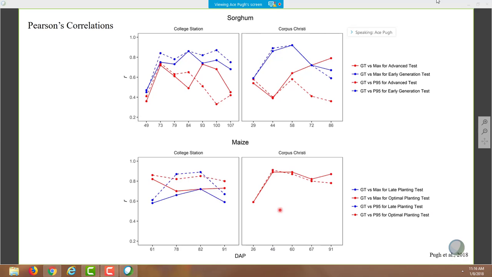Another focus of this paper was to conduct correlations within each of the tests. Now, this is an overview of it, and you can see that the correlations in general range from moderate to high, depending on the material and depending upon the percentile of the point cloud that you use.